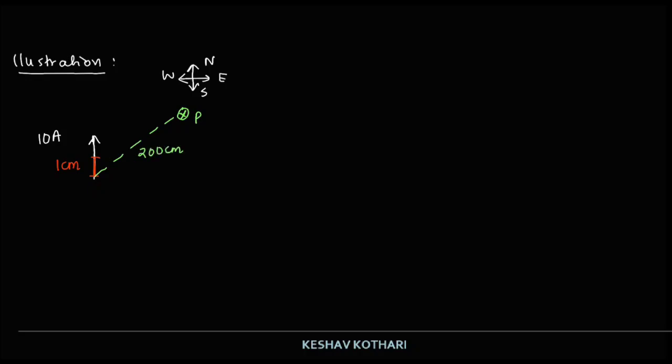So basically it is making an angle of 45 degree with the current element. If we write the expression for this particular illustration, I can write that dB is equal to mu naught upon 4 pi, I dl sin theta upon r square.